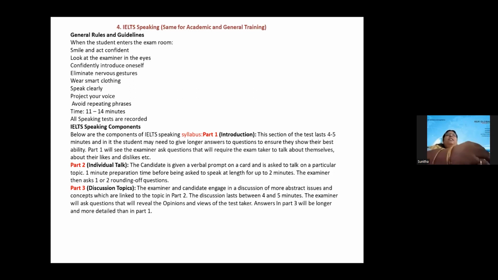In part 2, they will give you a topic card or a cue card, and the question will be written on it, and they will give you 1 minute of preparation time, after which you have to speak about the topic continuously for 2 minutes. And part 3 will be a discussion topic based on the second one.